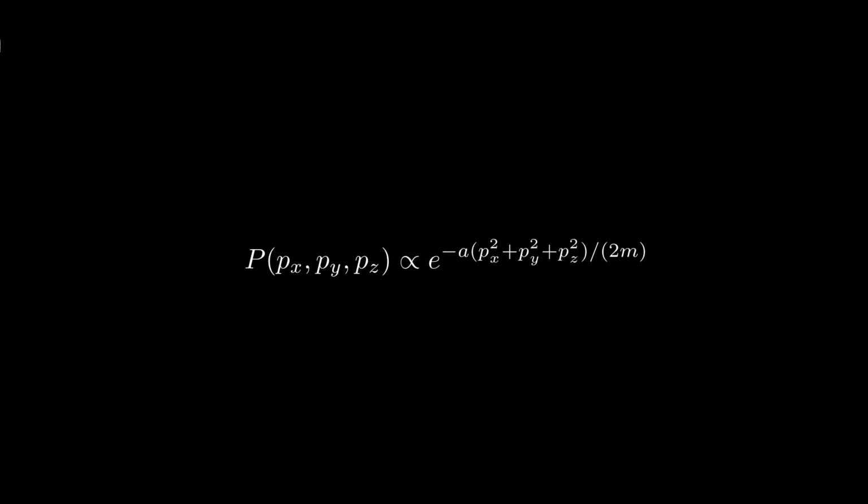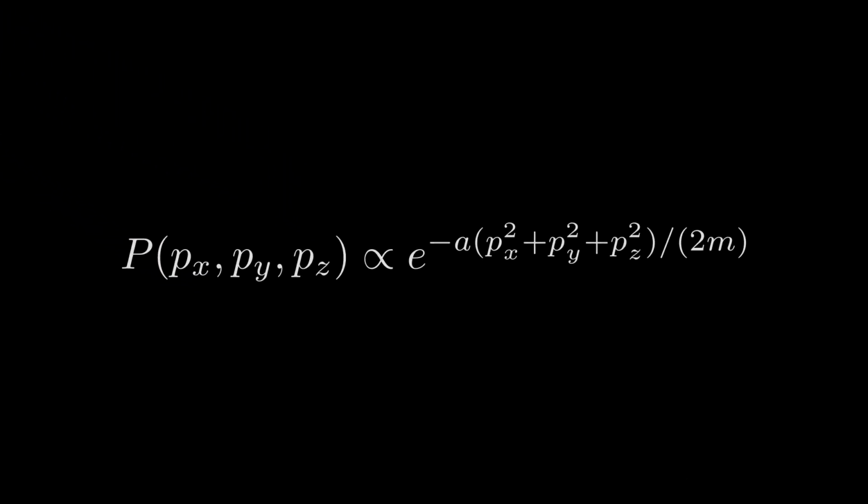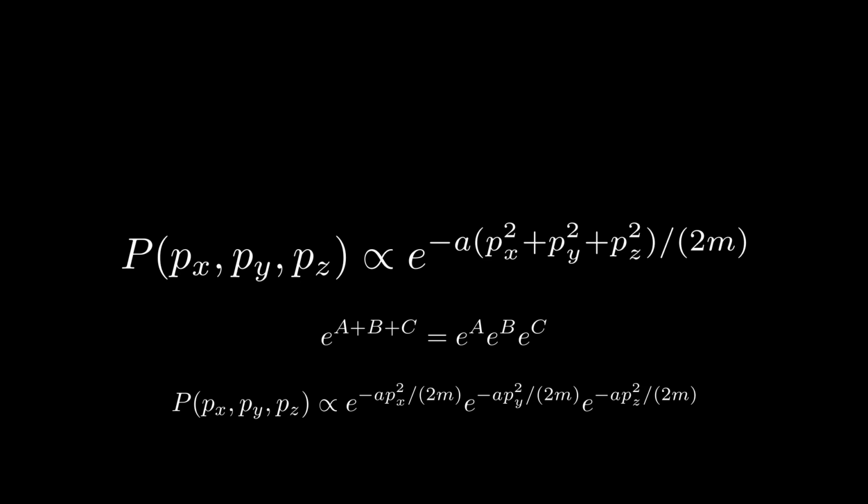If we take a deeper look at the equation that governs this, it has some special properties. Exponential equations have a special property where if the exponent is a sum, the result becomes a product. This allows us to separate our equation into 3 independent exponents, each representing a different momentum component.